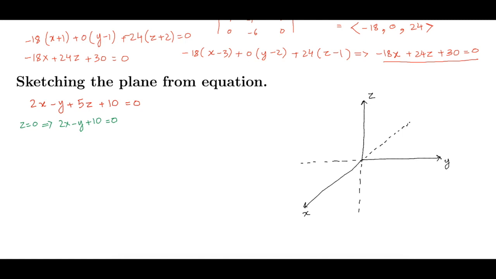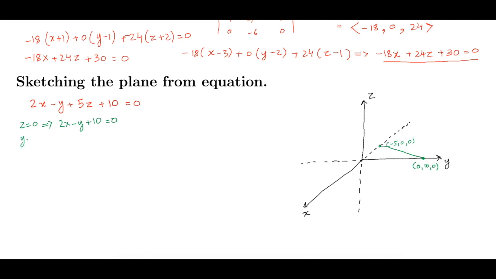So now on the xy plane, what do we have? We have 2 points here. One is at 10, so this is (0, 10, 0), and the other one is at negative 5, because if you put y equal to 0, you will get x equal to negative 5. So negative 5 should be somewhere here. This point is (-5, 0, 0). This is the trace of that plane along the xy plane.